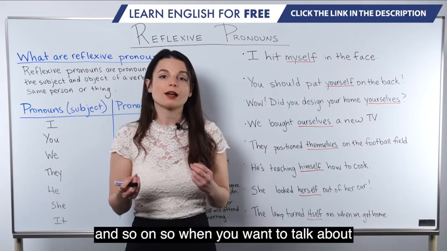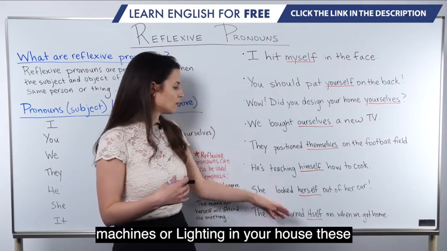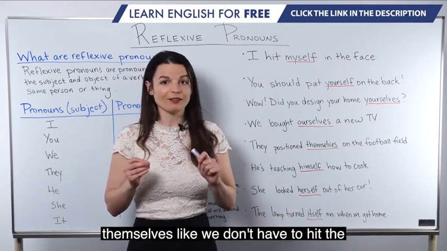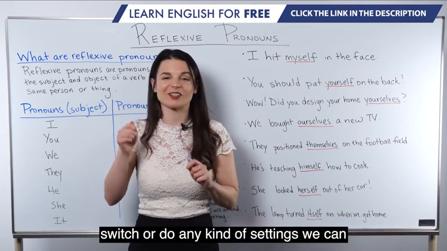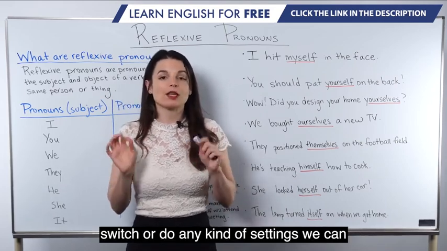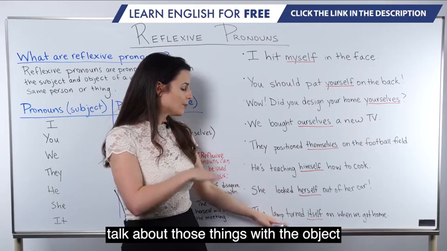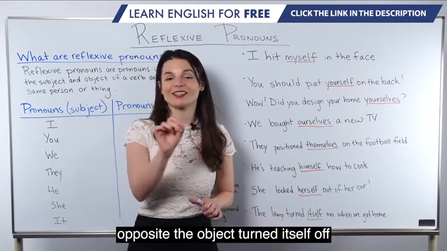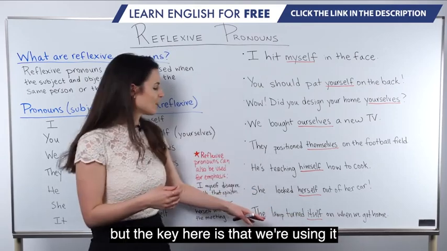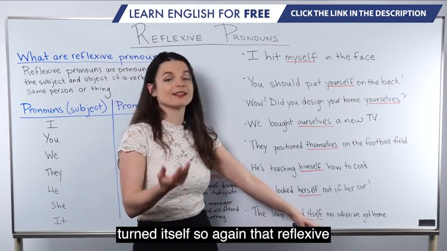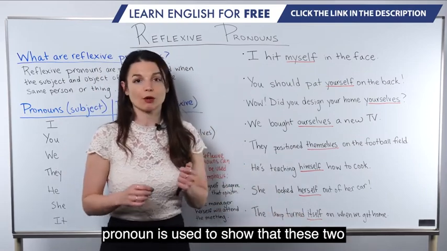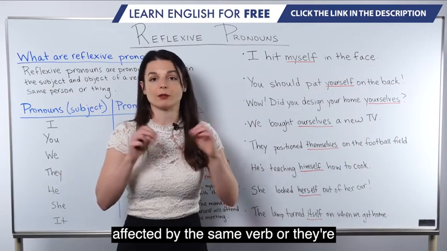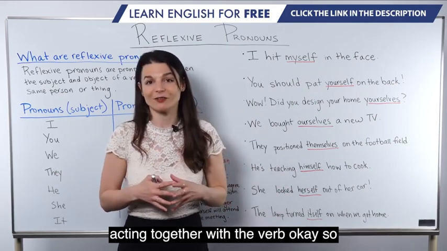So when you want to talk about machines or lighting in your house, these kinds of things that can do things by themselves, like we don't have to hit the switch or do any kind of settings, we can talk about those things with the object turned itself on. We can also do the opposite. The object turned itself off. But the key here is that we're using it turned itself. So again, that reflexive pronoun is used to show that these two things, the subject and the object, are affected by the same verb, or they're acting together with the verb.